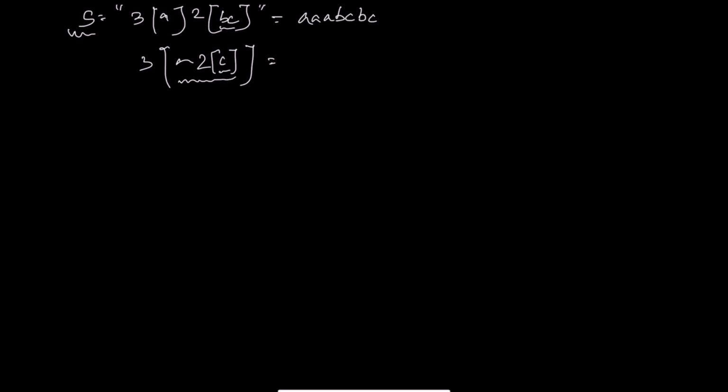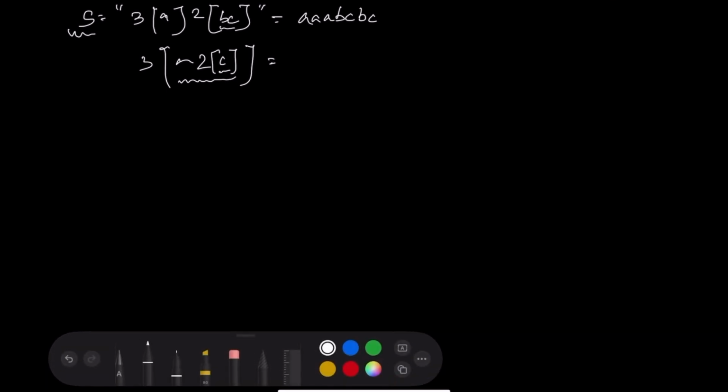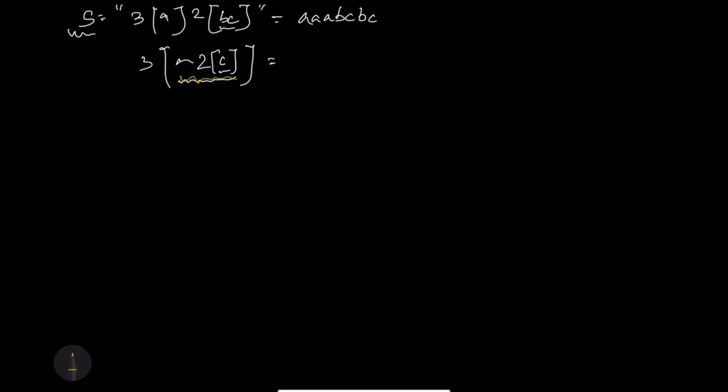So the string would look something like this. Let's first write the part that is in our square brackets. It would look something like a and we have got 2c. Now this thing is going to be repeated thrice. So this is once, twice, thrice. So the string would look something like this.